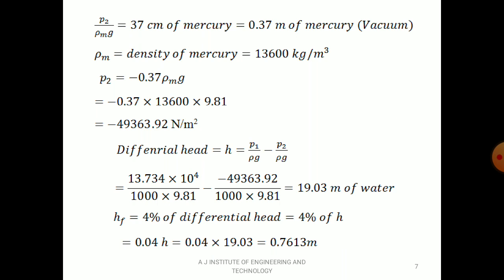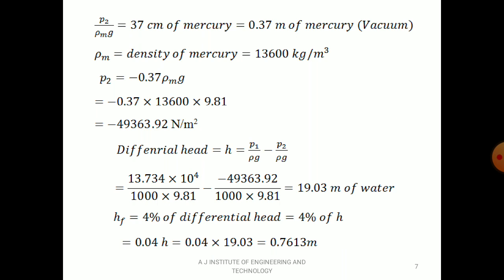Now we know differential head, there are correlations available. So first case again, H equal to P1 divided by rho g minus P2 divided by rho g. It is a horizontal venturimeter, so Z1 equal to Z2 equal to 0. So H equal to P1 divided by rho g minus P2 divided by rho g. So P1 is given as 13.734 into 10 to the power 4 divided by 1000 into 9.81. And P2 is minus 49,363.92. So just substitute minus 49,363.92 divided by 1000 into 9.81.